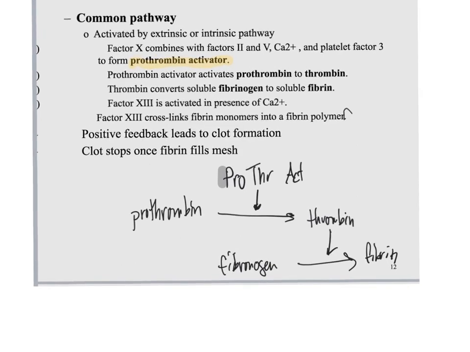All right, but that's the cascade. So we have these two pathways, intrinsic and extrinsic, that are activated upon vessel damage and converge on prothrombin activator, that starts this. Eventually you get to the point where fibrin is produced. This, again, is a positive feedback mechanism. The end point is what? There's a clot that's formed.